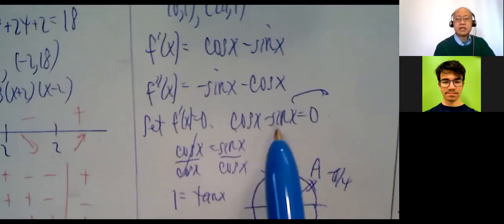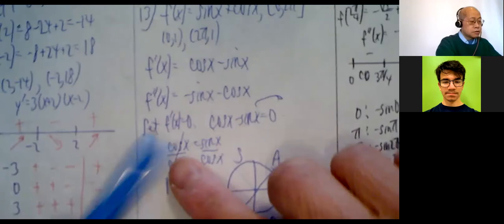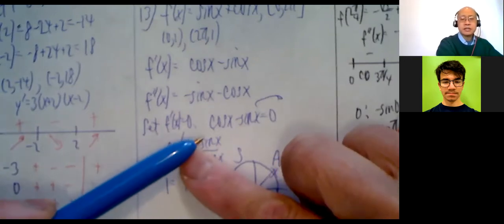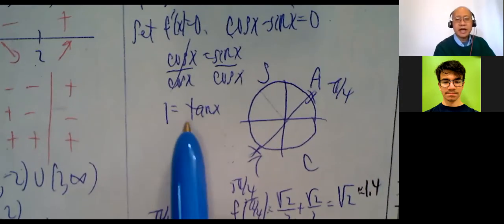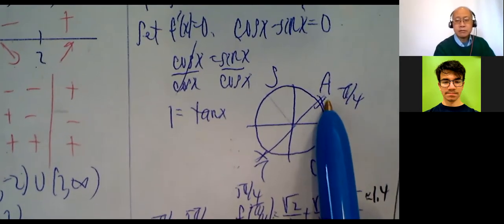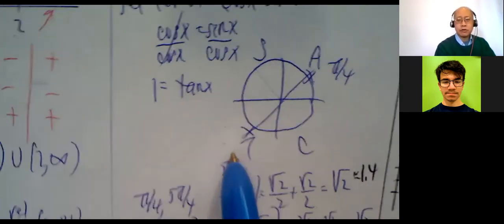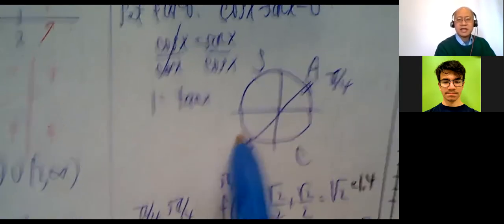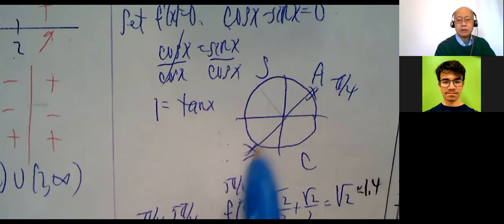Cosine x minus sine x equals 0. Move this over, so you get cosine x equals sine x. Divide both sides by cosine x. I get 1 equals tangent x. Well, that's 45 degrees, pi over 4, and 225 degrees, 5 pi over 4. You're basically saying x and y coordinates are the same. That happens here and here.